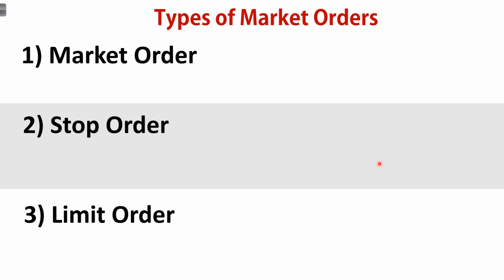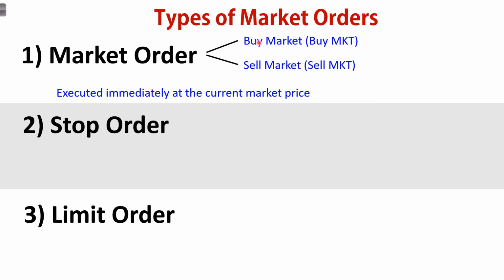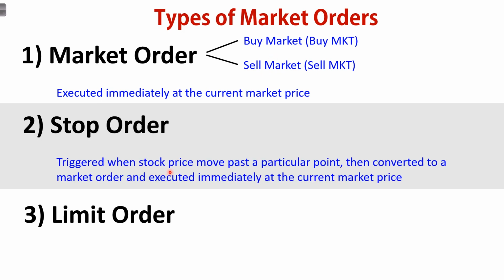shares in the market. There are three main types of orders you can use to execute your trades. The first one being market order, second one stop order, and lastly the limit order. Each of them has a different function. A market order is executed immediately at the current market price, and it is split into the buy market and the sell market. And as for the stop order, it is triggered when the stock price moves past a particular point.